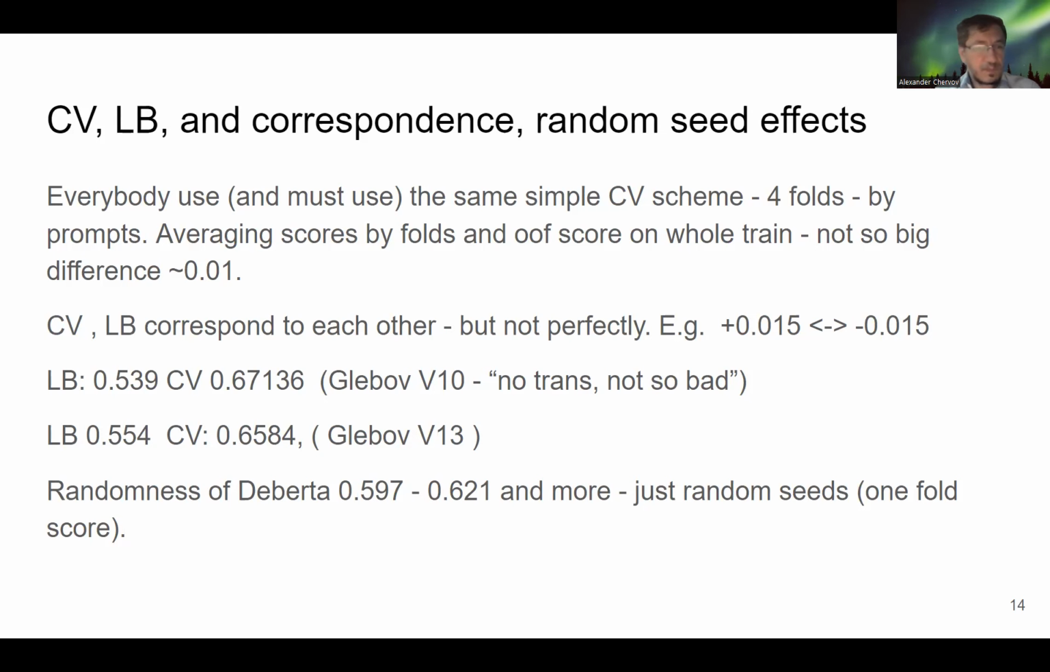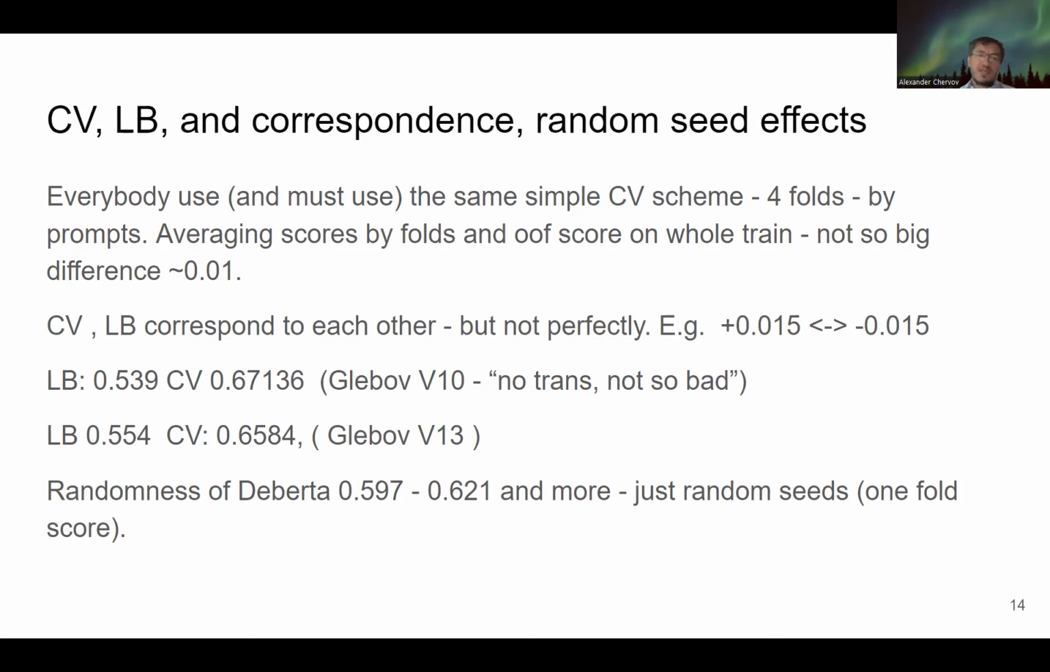Now, about the correspondence between the cross-validation score and the leaderboard score. Well, there is correspondence, but it's not perfect. For example, I looked in Ivan's notebooks, and you see that CV can have a not so bad boost, but the leaderboard goes down by approximately the same number. You should take into account that the correspondence between LB and CV is not perfect.